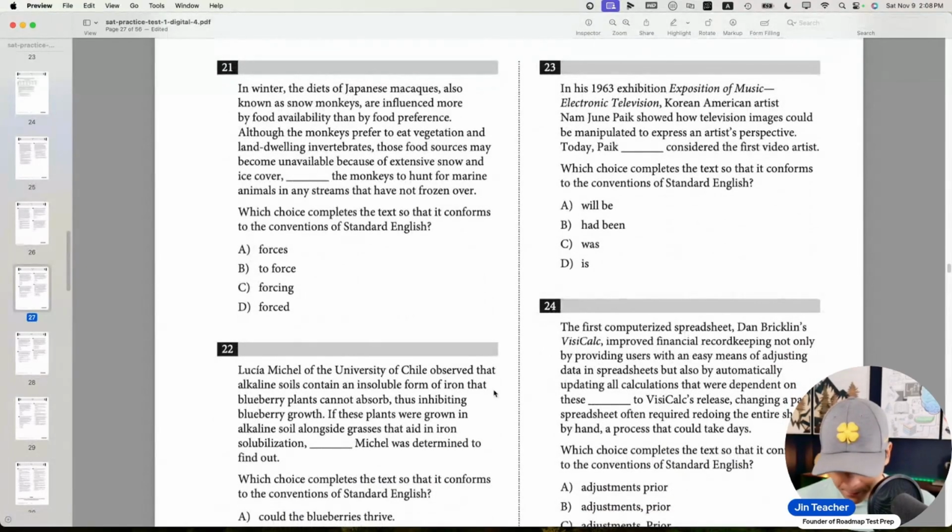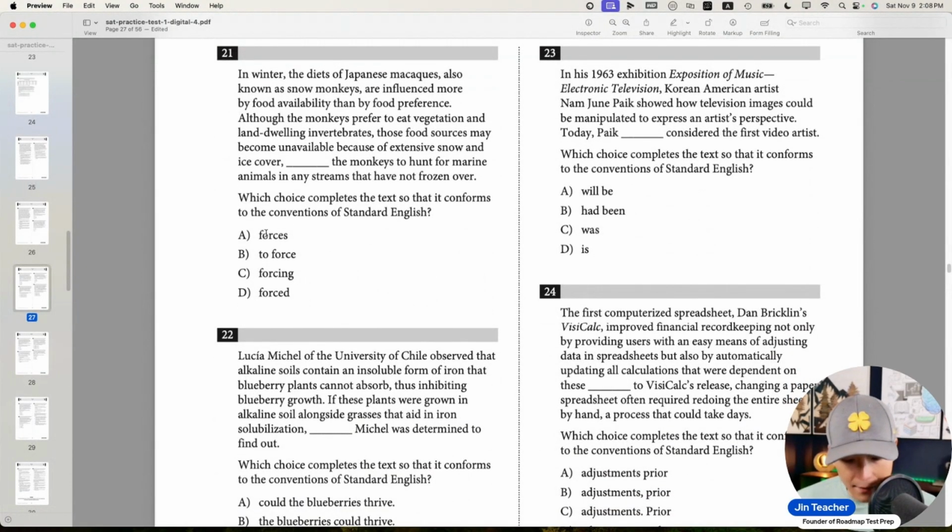Question number 21. I know I'm being tested on verbs, right? But more specifically, as soon as I notice "to force" and "forcing," I know that I'm being tested on verb forms. Now, specifically, I'm being tested on sentence structure as well. It's one of the things I'm being tested on. So guys, whenever you see a "to" verb and an "-ing" verb, one of the things that you want to think about when you're solving this question is sentence structure.